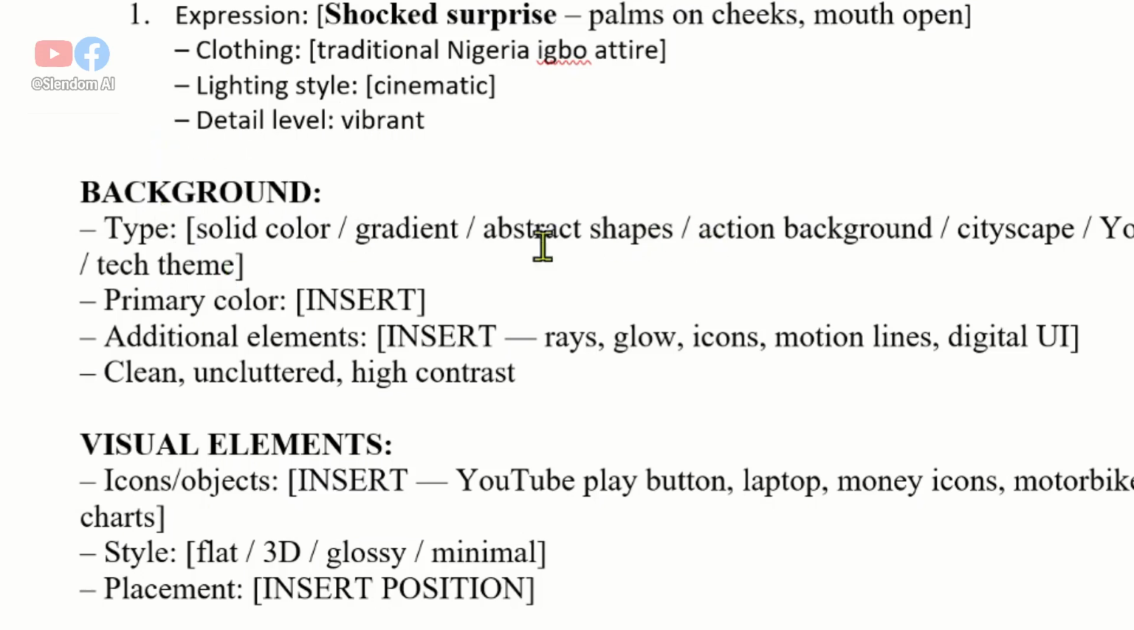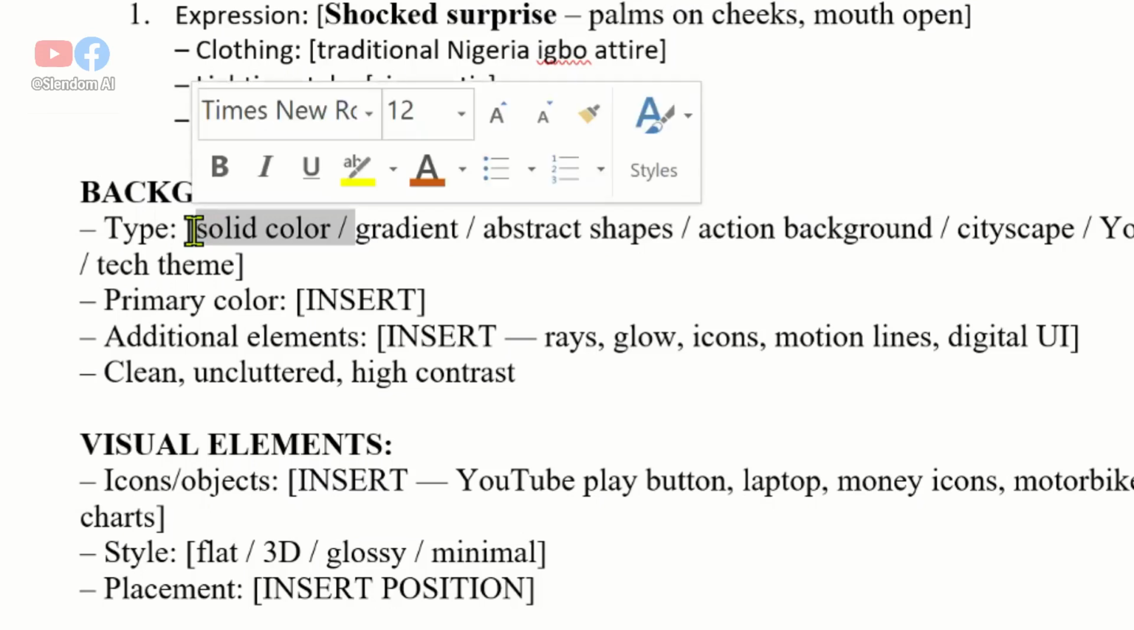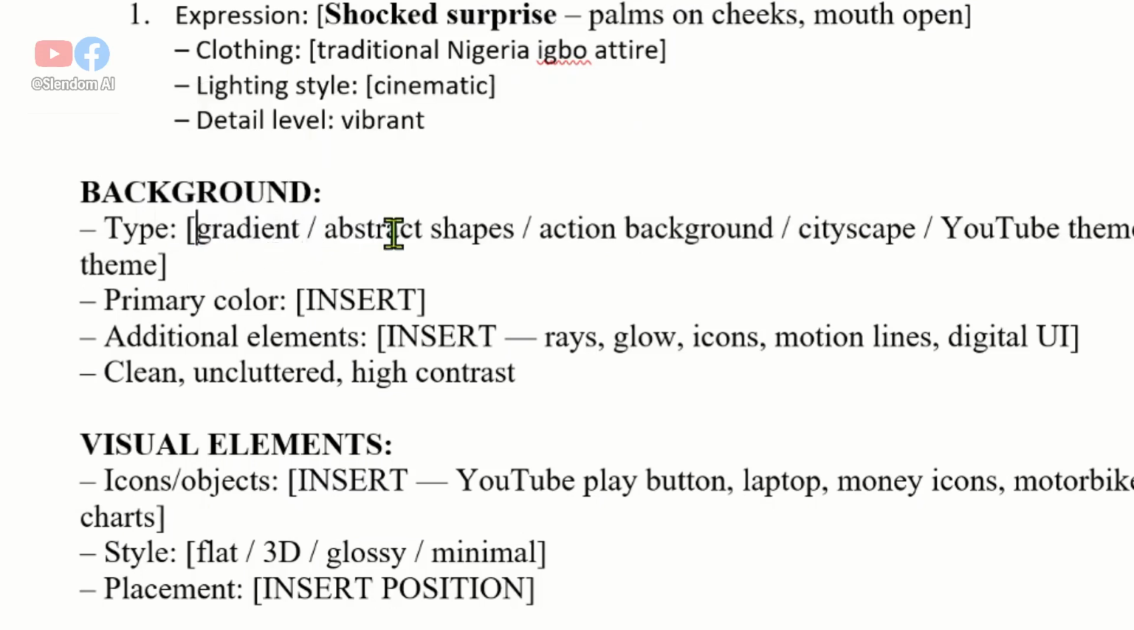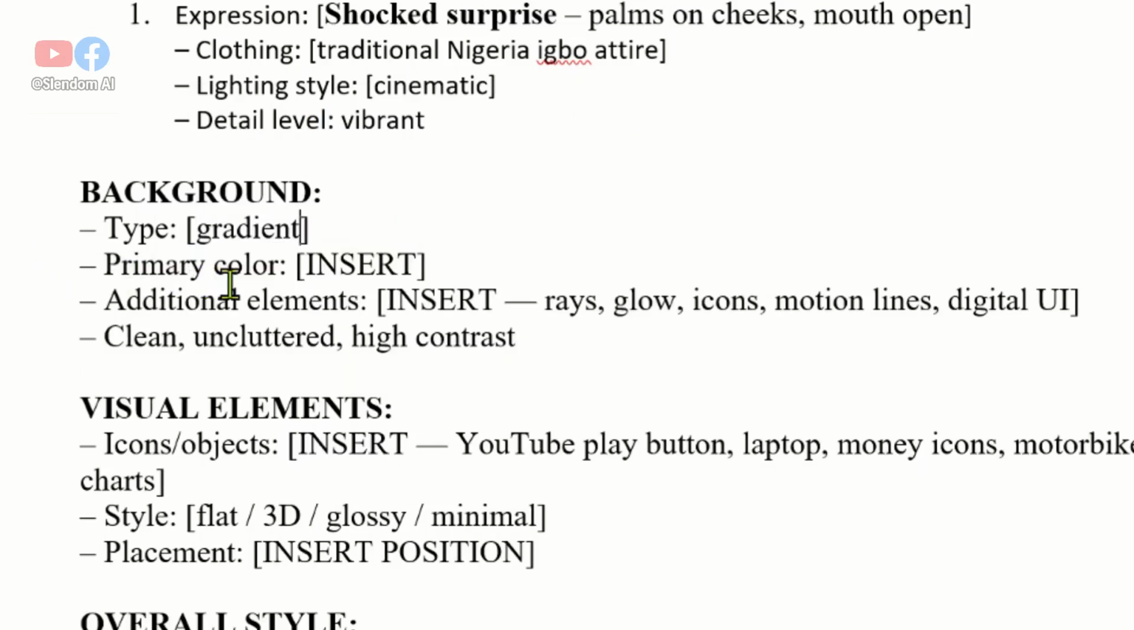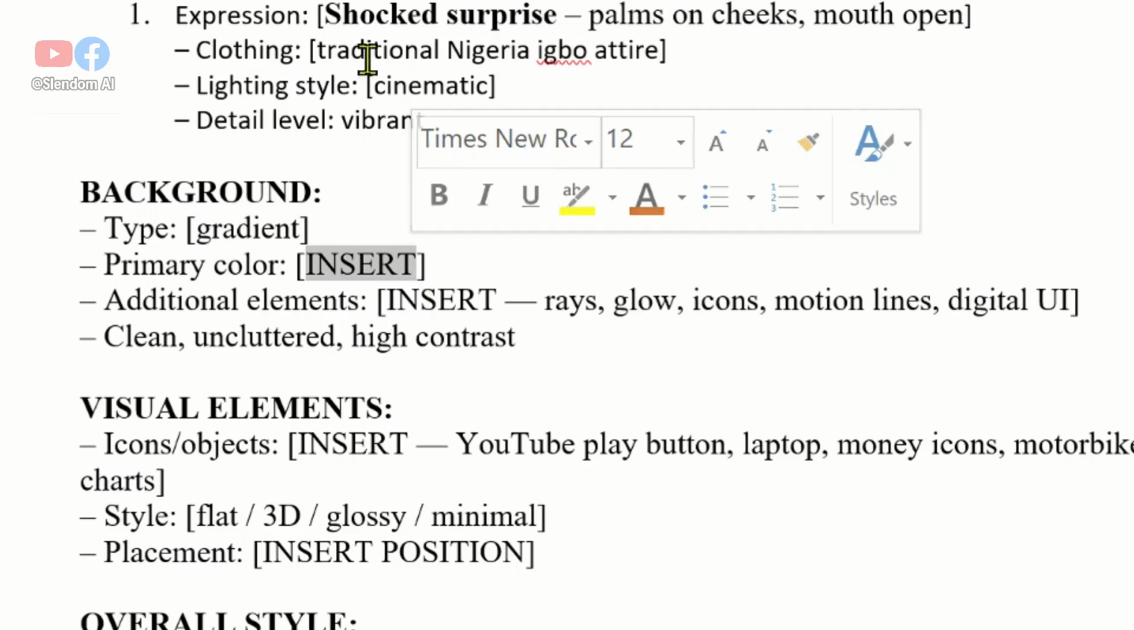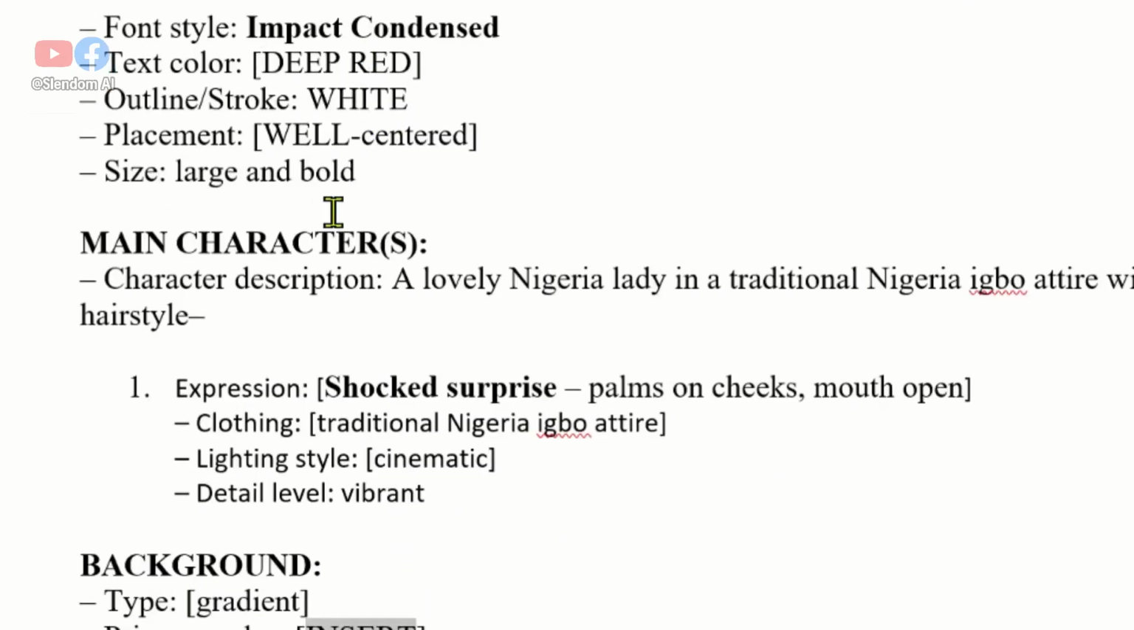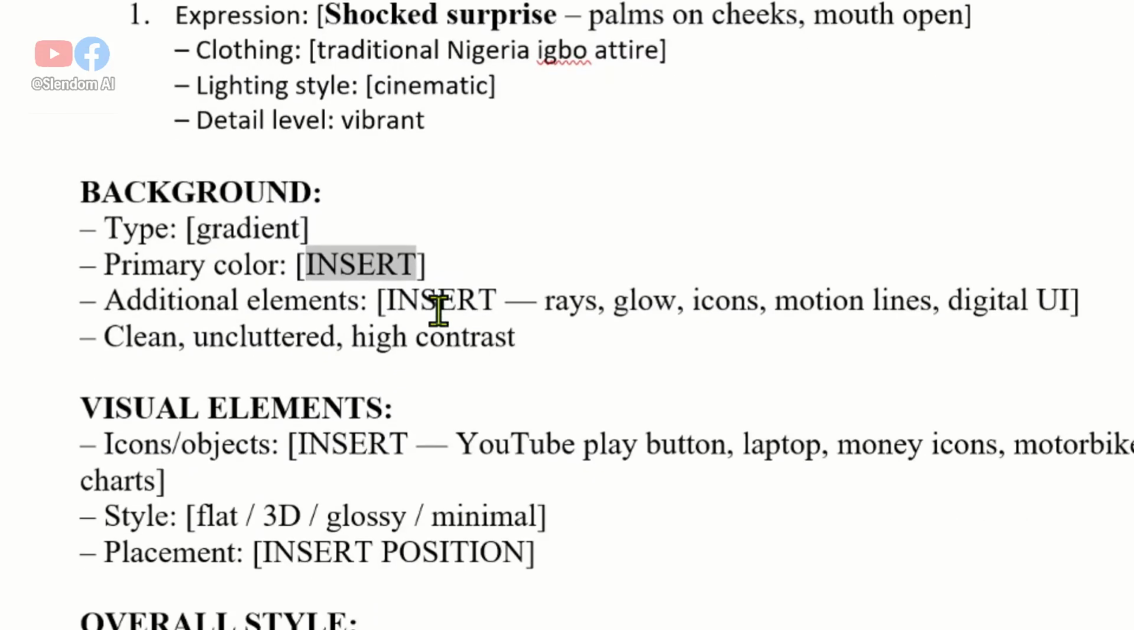So for this one, I'm going to use a gradient background. So I'm going to clear all this. Primary color, I'm going to look at the color that I have here in my text. I said deep red and white. So I'm going to give a contrasting color here.